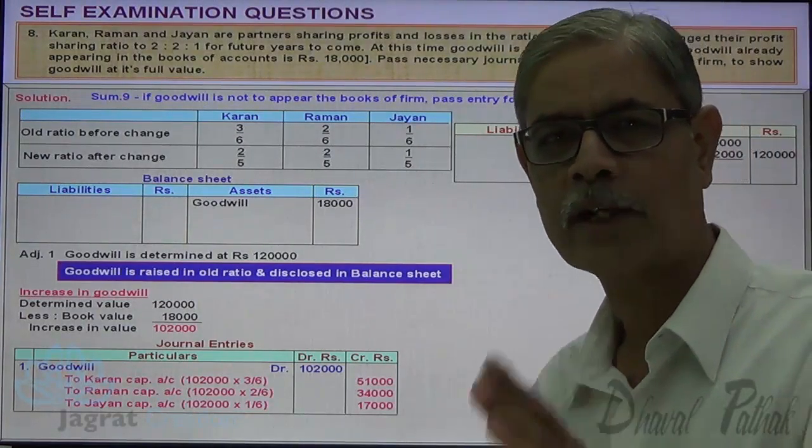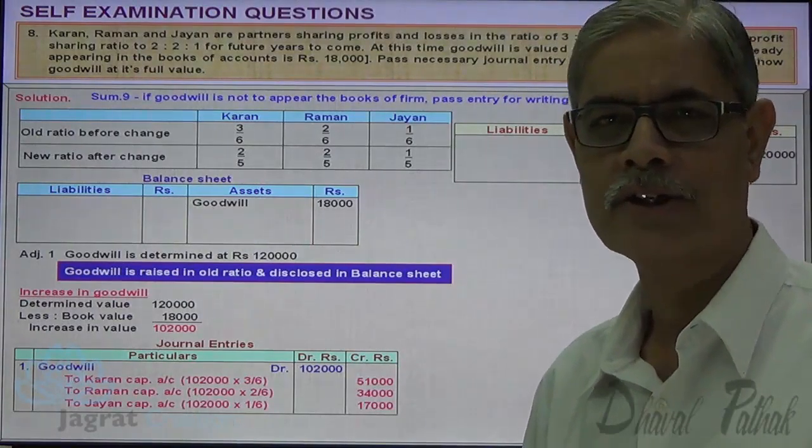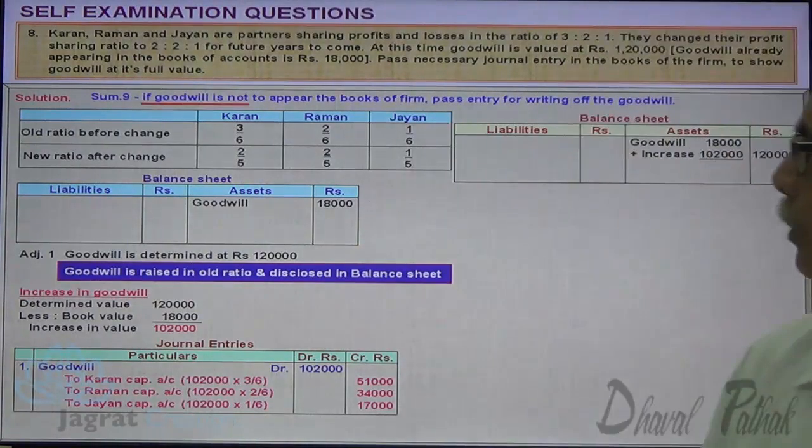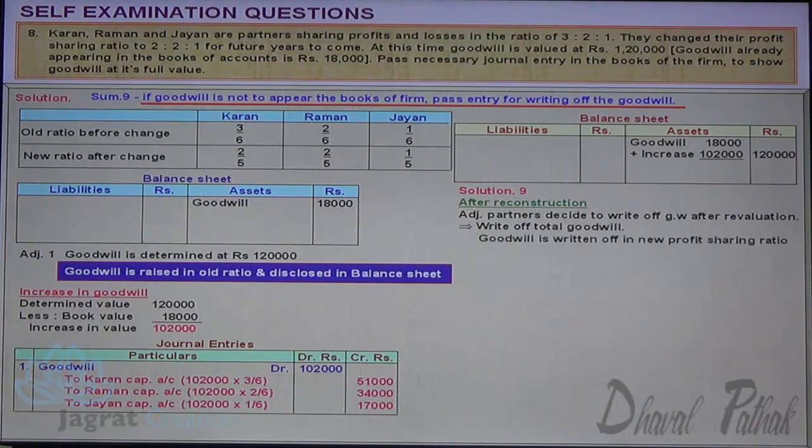Partners have decided to write off the Goodwill after reconstruction of a firm. Observe it. Solution 9. After reconstruction, what is the adjustment given to you? Partners decide to write off goodwill after revaluation. Write off total goodwill. Goodwill is written off in the new profit sharing ratio.